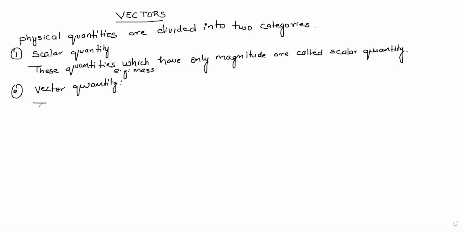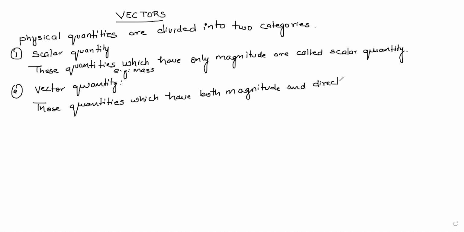Okay. Now we have a vector quantity. Those quantities which have both magnitude and direction are called vector quantities. Okay, so vector quantities means which have both magnitude as well as direction.